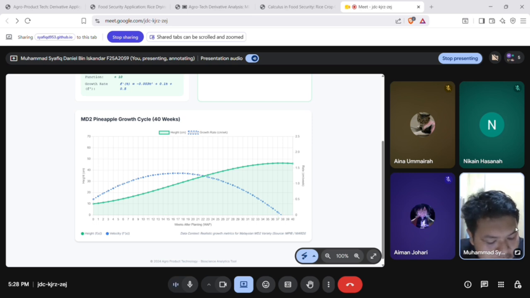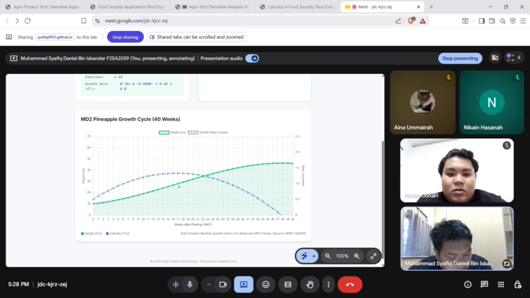In the middle phase, the green line reaches its highest point, which is at 15 to 20 weeks. This means the plant is growing very fast. Finally, near week 40, which is 35 to 40 weeks, the green line goes down to 0 and the blue line becomes flat. This shows the plant stops growing tall and it's ready to produce fruits.